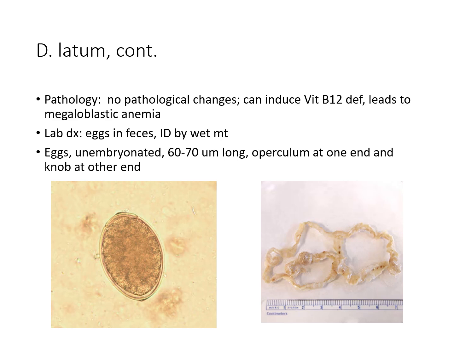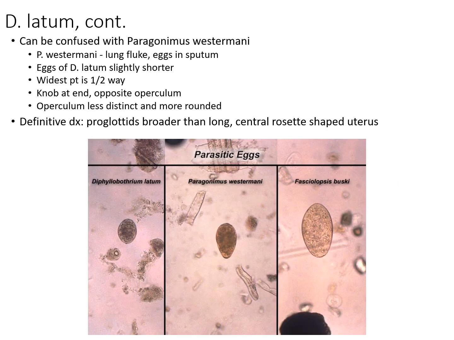For lab diagnosis, the eggs will be detected in feces and identified by wet mount. For the egg description, they are unembryonated, 60 to 70 micrometers long, with an operculum at one end and a knob at the other. D. latum can be confused with P. westermanni. P. westermanni is a lung fluke egg, and these eggs are found in the sputum. D. latum eggs are slightly shorter, with the widest point at halfway, with a knob opposite a less distinct, more rounded operculum. Definitive diagnosis is by identifying proglottids, broader than long, with a central rosette-shaped uterus.